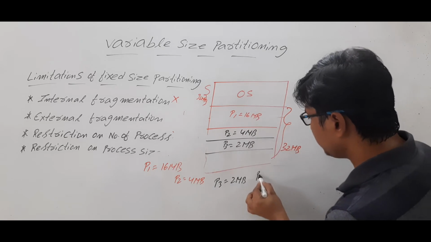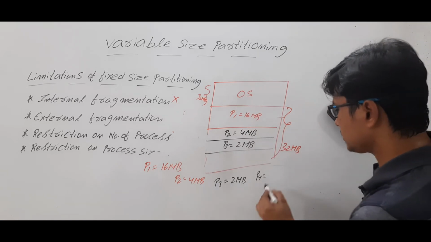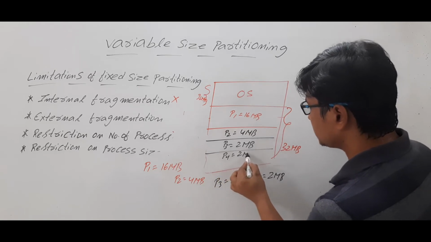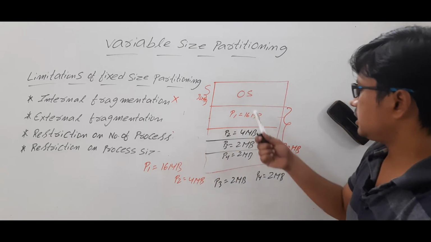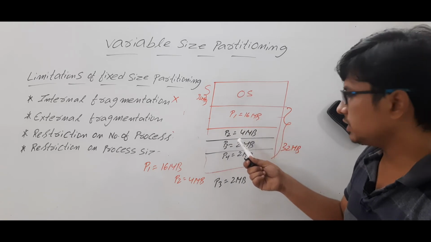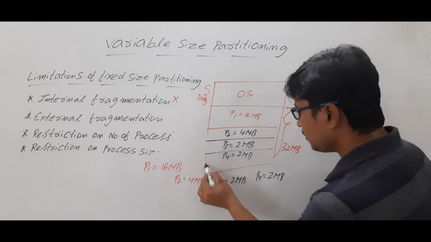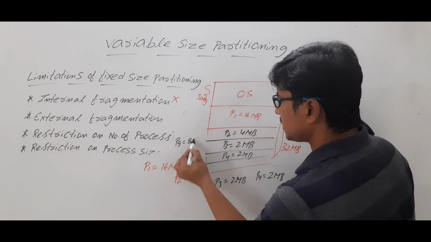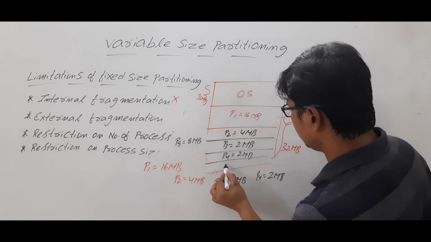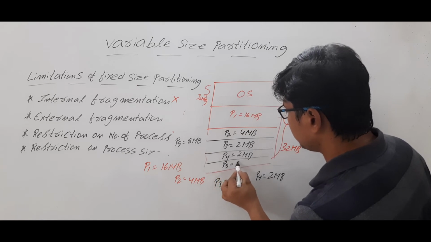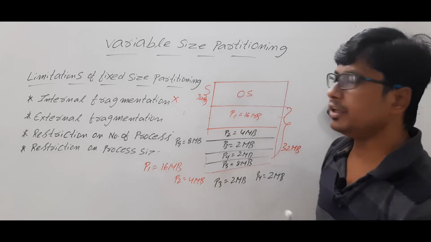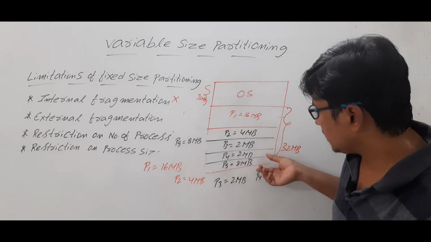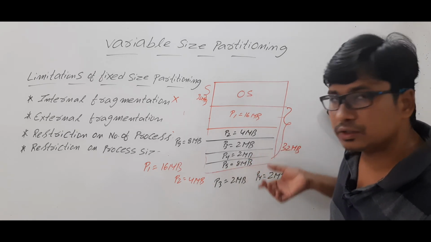Now process P4 has come with another 2 MB. We have allocated it. So how much space has been allocated? 16 plus 4 is 20, 20 plus 4, 24. We have another 8 MB. Let's take that process P5 is 8 MB. We have allocated process P5 8 MB. See, even in variable size partitioning, it should be contiguous allocation. So the entire 8 MB should be allocated continuously.